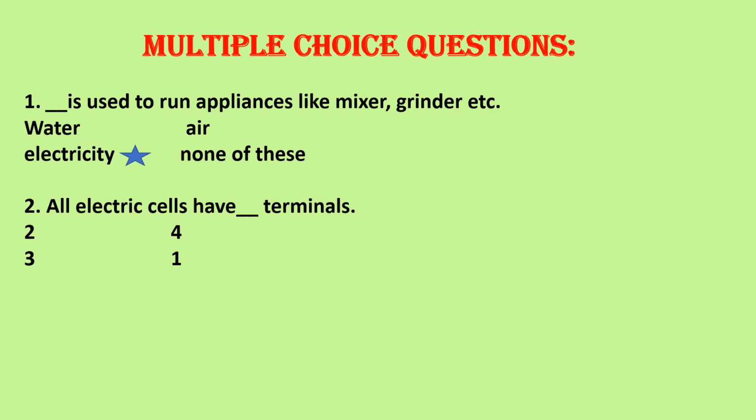Question number 2. All electric cells have dash terminals. So all the electric cells, how many terminals do they have? 2, 3, 4 or 1? The correct answer is 2. They have two terminals, the positive and the negative terminal.